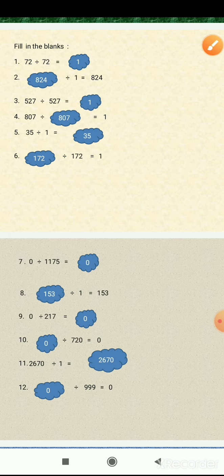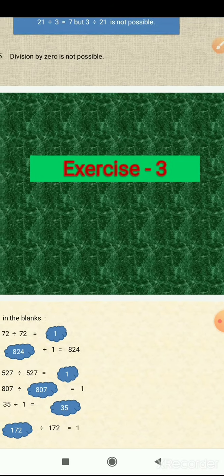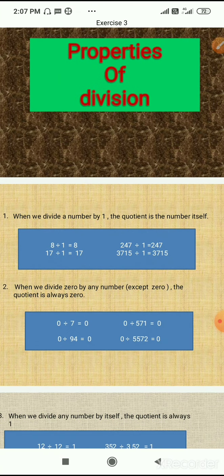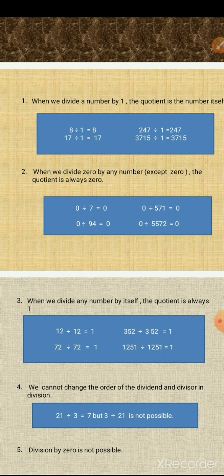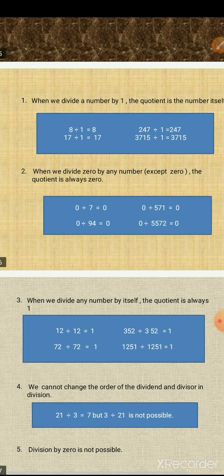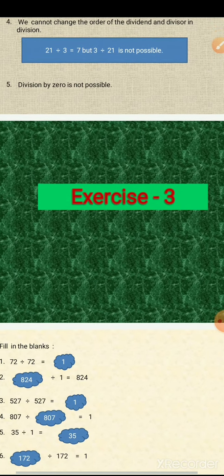In this way, students, we use the 5 properties of division. Let us revise again. First property: when we divide a number by 1, the quotient is the number itself. Second property: when we divide 0 by any number except 0, the quotient is always 0. Third property: when we divide any number by itself, the quotient is always 1. Fourth property: we cannot change the order of dividend and divisor in division. And the last property: division by 0 is not possible. In this way, by using these properties, we solved exercise 3.